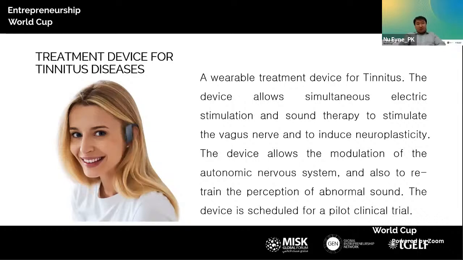Here we provide both sound therapy and electrical stimulation to efficiently retrain the brain that the abnormal sound actually does not exist. The device is scheduled for a pilot clinical trial this year.